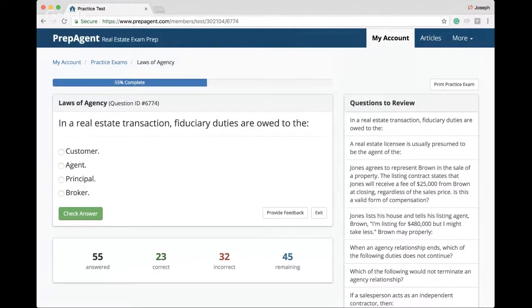In a real estate transaction, fiduciary duties are owed to the A, customer, B, agent, C, principal, and D, broker. So we did this one before, so I hope you guys get this quickly. Looks like you all are. Great.